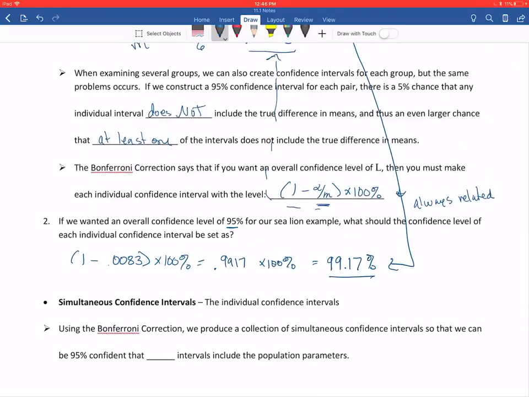If you see the word simultaneous confidence interval, all that's meaning is the individual confidence intervals that you would be creating. And so when we use this Bonferroni correction, we produce a collection of simultaneous confidence intervals so that we can be 95% confident that all of them include the true population parameter. So again, we want to mitigate the possibility that one of them misses. In order to have that overall confidence, we have to make sure that all of them actually hit the value that we're looking for.